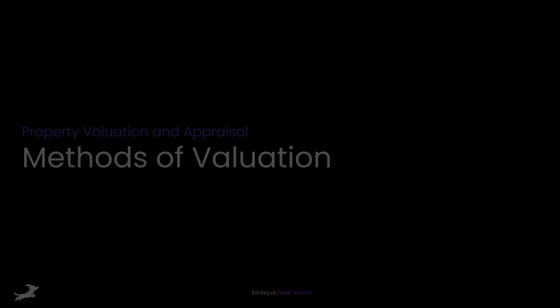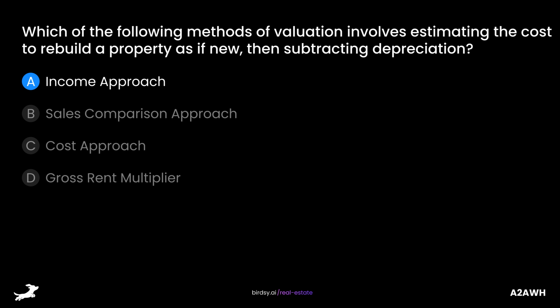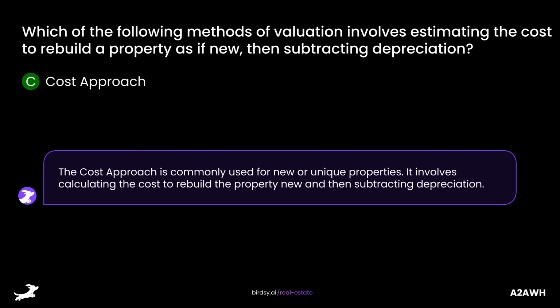Methods of valuation. Which of the following methods of valuation involves estimating the cost to rebuild a property as if new, then subtracting depreciation? Is it A, income approach, B, sales comparison approach, C, cost approach, or D, gross rent multiplier? The answer is C, cost approach. The cost approach is commonly used for new or unique properties. It involves calculating the cost to rebuild the property new and then subtracting depreciation.